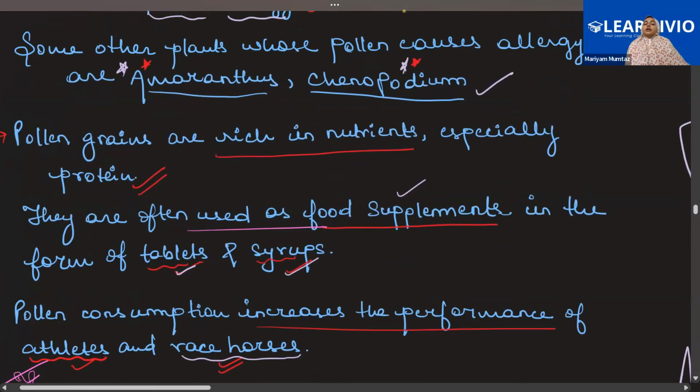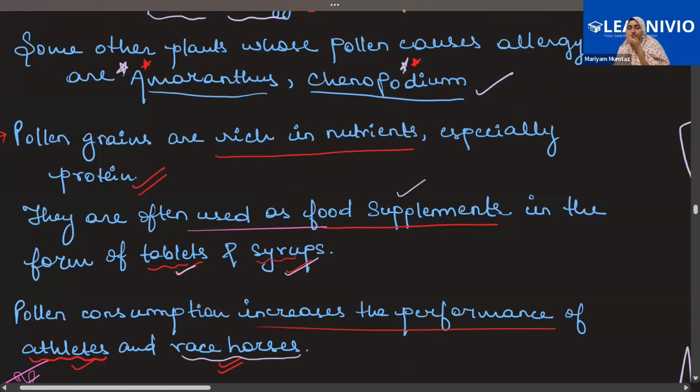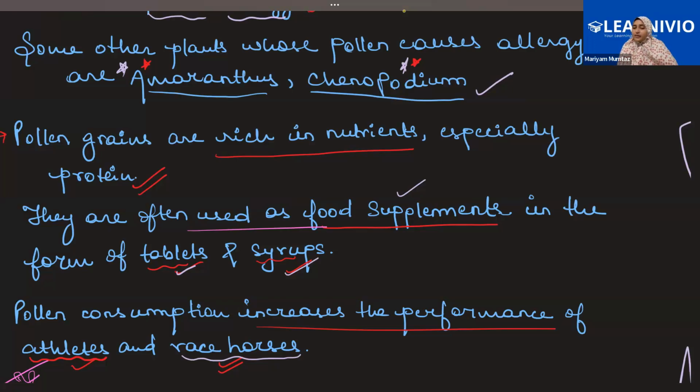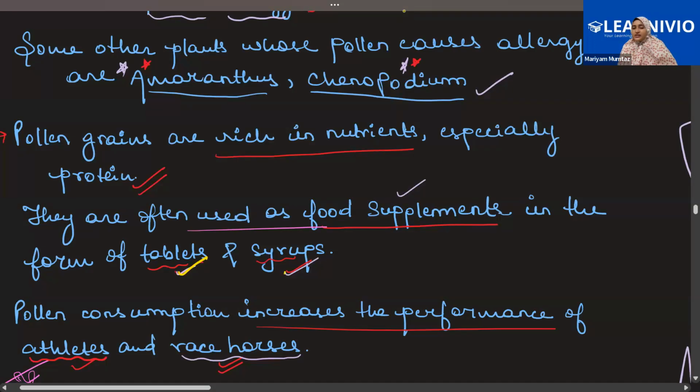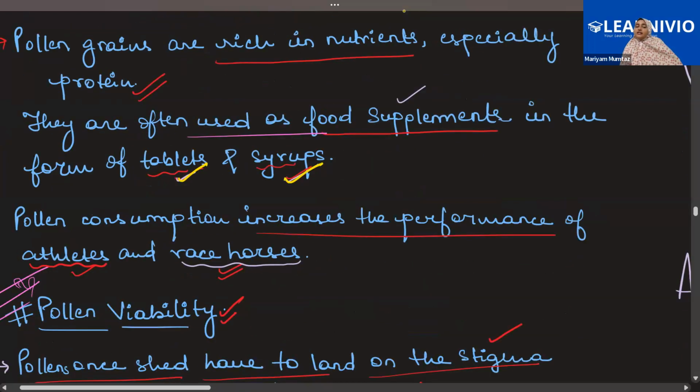Now remember that the pollen grains are rich in nutrients. They are rich in proteins. Okay, they have a lot of protein. So many times what happens is that they are used as food supplements. Meaning some athletes eat pollen so that they can have more energy. Pollen grain is available in the form of food supplements like tablets and syrups. You might have seen people taking tablets of vitamins, isn't it? Vitamins and so many things people take tablets of. In the same way, protein tablets of pollen grains are also there, and they increase performance in the case of athletes.